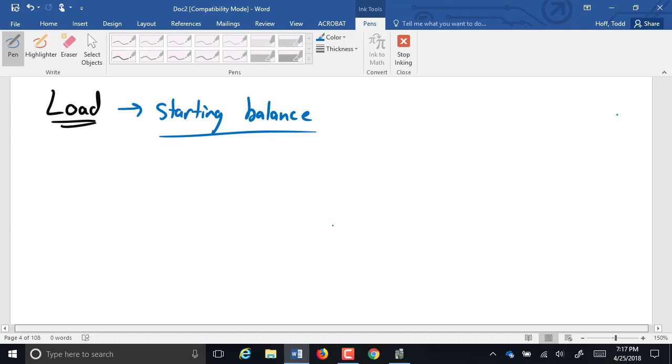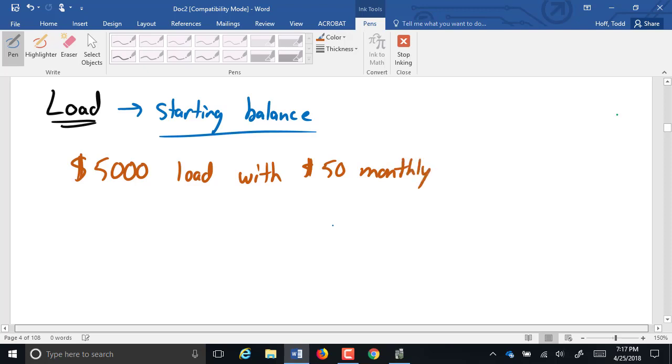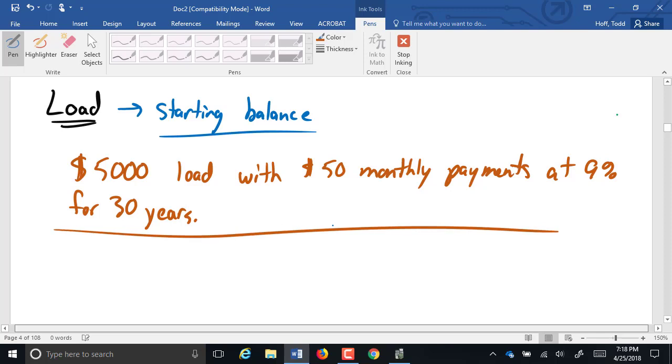Now, a load, let's say you have to do a $5,000 load with $50 monthly payments at, let's go 9%, for 30 years. And of course, we're looking to find the future value.